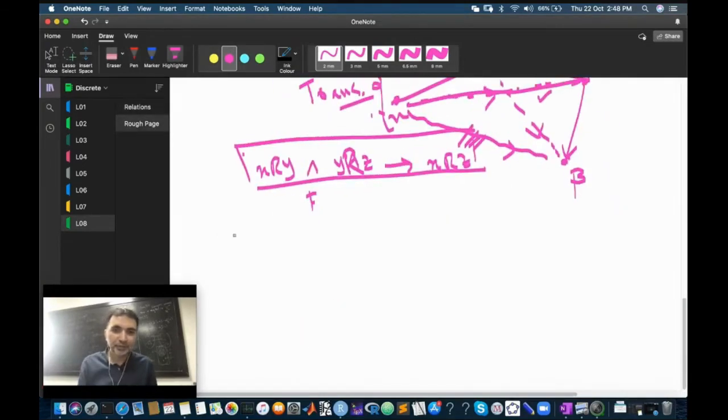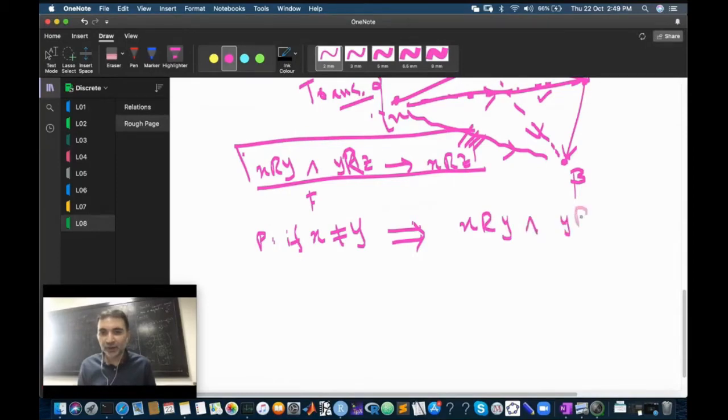So look, first I'm saying that my P statement says that if x and y are not equal, then this implies that x R y and y R x is not true. Okay? This is what it's saying. If x and y are different, then both of these things cannot be true together. Can you tell me its contrapositive? What's the contrapositive of this statement?